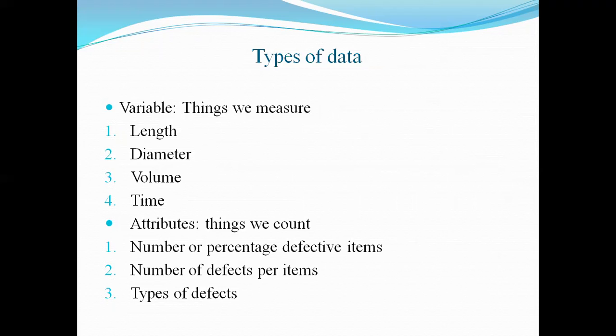What data belongs to attributes? These are data which we can count. And what will we count? We count the number or percentage of defective items, the number of defects per item, or the type of defect. So when we have to measure, we go for variable type data. When we have to count, for example defective parts or defective items, we go for attribute type data. In later slides, we will deal with control charts for variable data as well as control charts for attribute data.